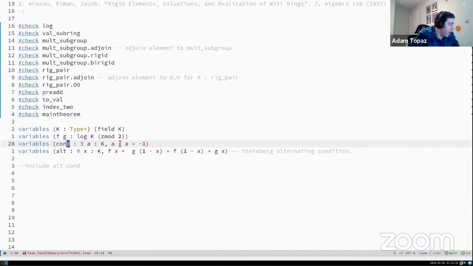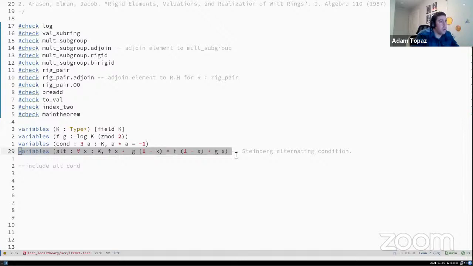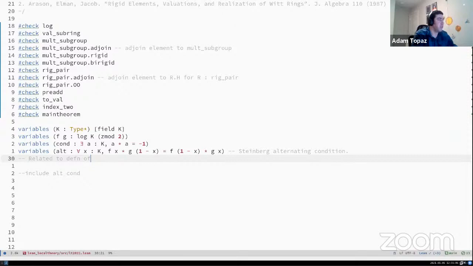So that's what I'm assuming here. In particular, if K is characteristic not 2, then I should have that K contains the fourth root of unity. And then I have this condition, which I call Steinberg alternating. I don't really want to discuss too much about this, but at least superficially, you should be able to see that this condition is related to the relations that I've defined in the definition of the Milnor K theory.